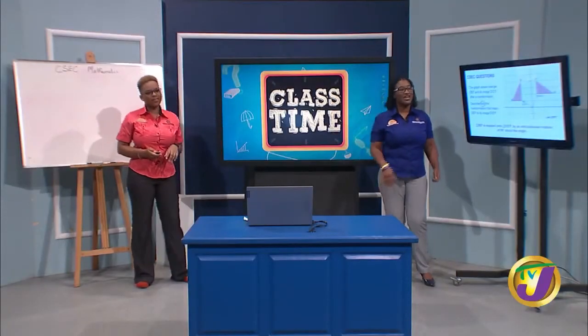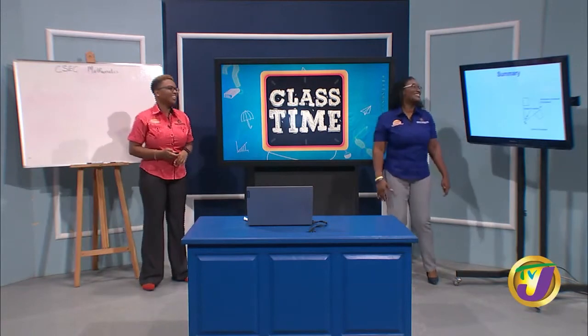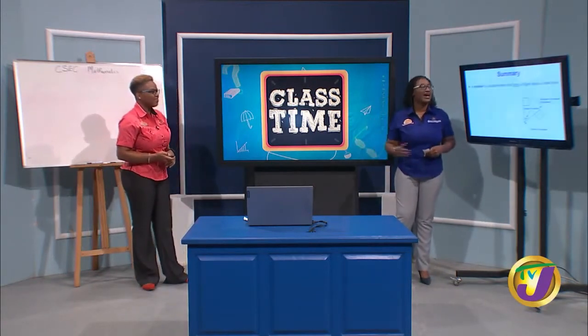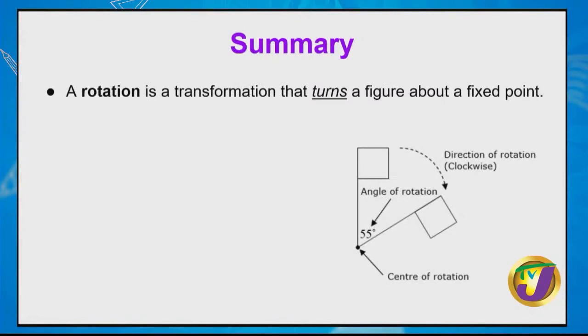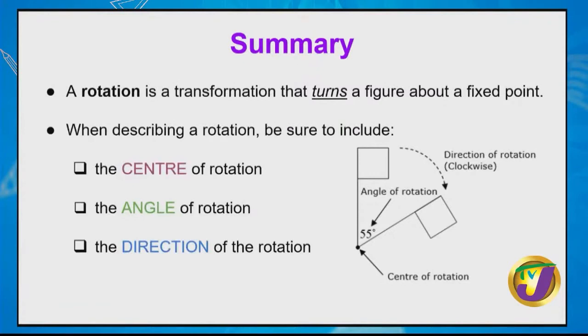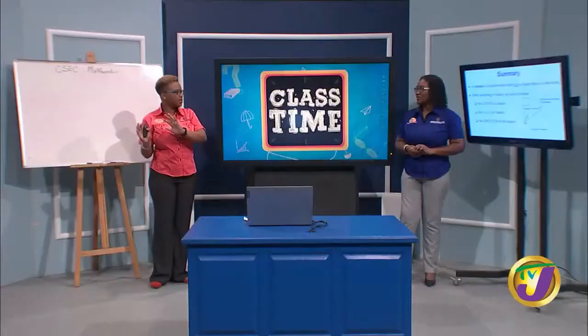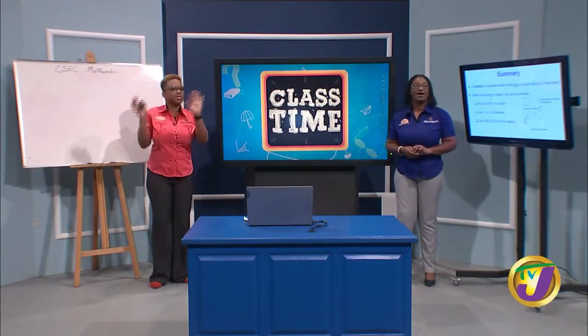So let's summarize. We have done a lot. So let's just quickly summarize. A rotation is a transformation that turns a figure about a fixed point. When describing a rotation, ensure that you include the center of rotation, the angle of rotation, and of course, definitely the direction of the rotation. So these are very important. And remember, clockwise is the direction of the clock, and anti-clockwise is the opposite.